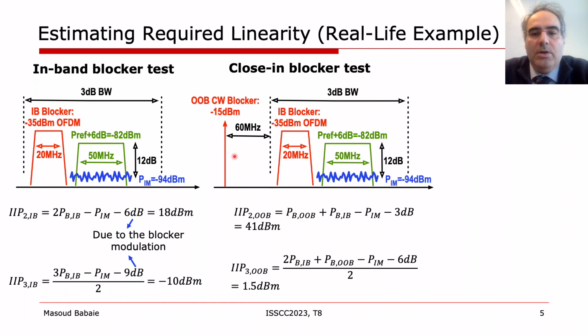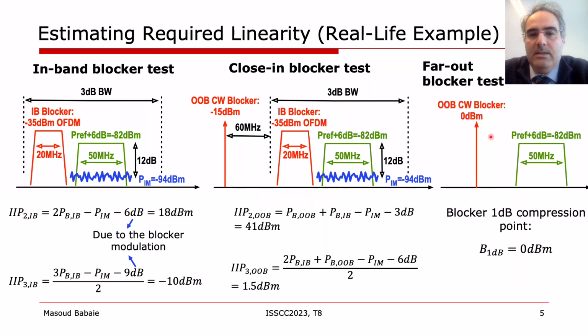The required out-of-band IIP2 and IIP3 requirements are then calculated using these equations, where the extra 3 dB and 6 dB terms are included since one blocker is modulated and the other one is a singleton. Note that the filter order can be calculated by knowing the in-band and out-of-band IIP3 values.